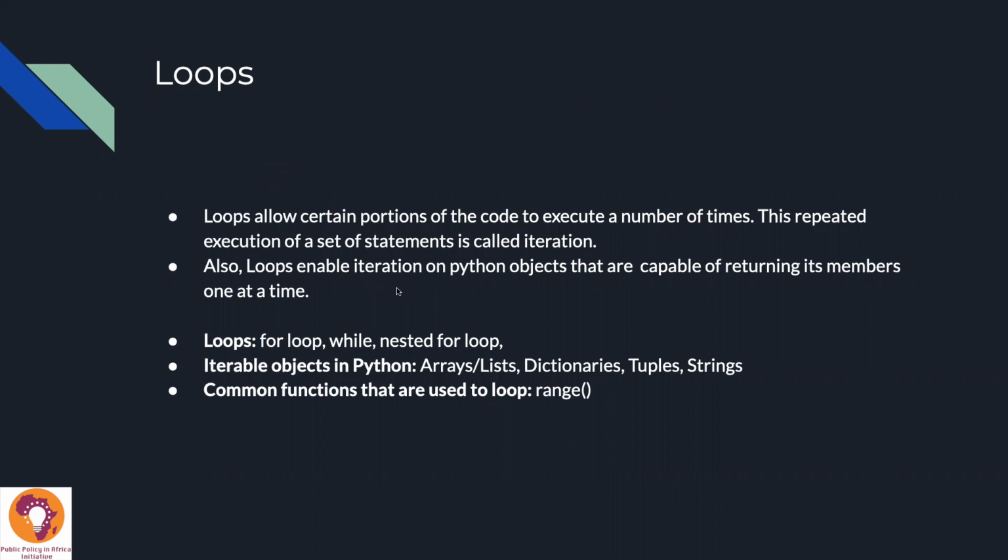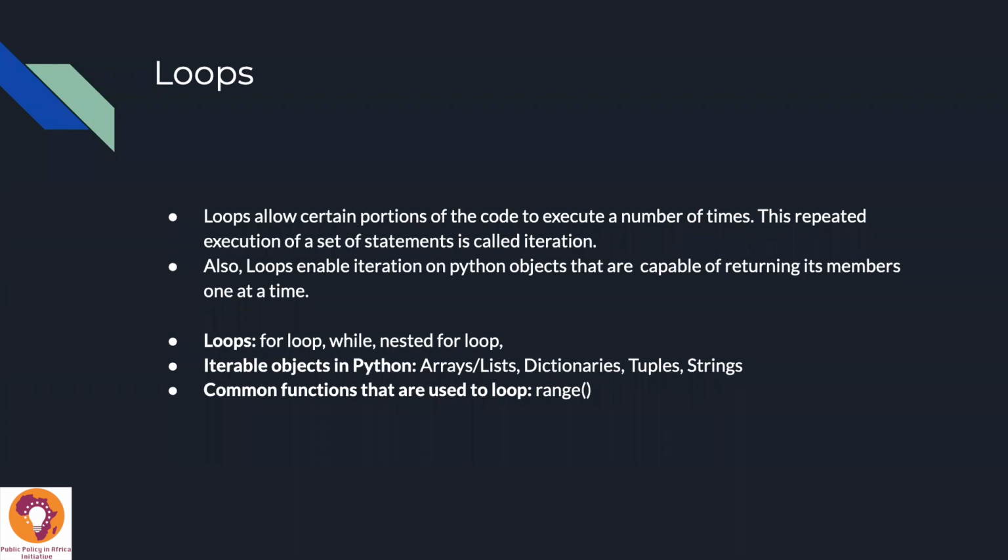So there are a couple different types of loops. There are for loops, while loops, and nested for loops. So just like we've seen with conditionals so far, you can nest loops within each other, and we'll see some examples of all of that as we go.